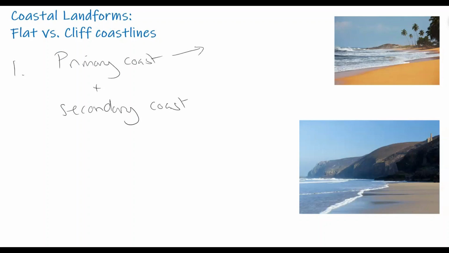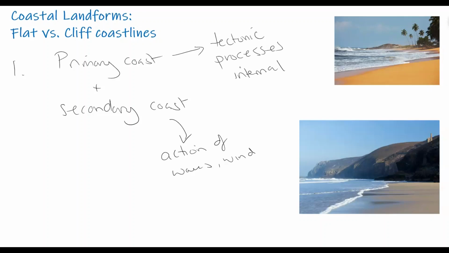Primary coasts are going to be more tectonic, and processes that really are internal. And then secondary coasts are more about the action of waves, wind, currents, obviously tidal changes, but they're more the external factors that can change a coastline, again, over a long period of time.